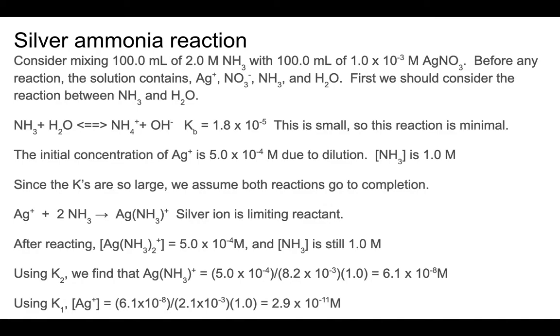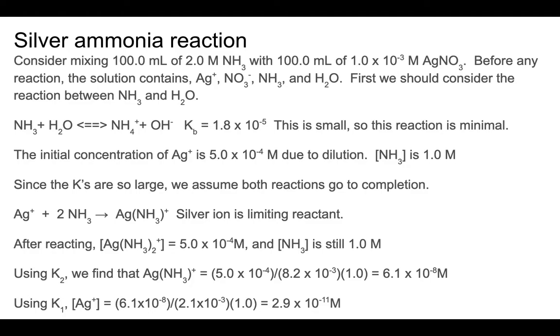So let's take a look at this silver ammonia reaction. Let's say we mix 100 milliliters of 2 molar ammonia with 100 milliliters of 1 times 10 minus third molar silver nitrate. To start with, we're going to have some silver ions, some nitrates, some ammonia molecules, and some water all mixed together. Now let's first consider what might happen between the ammonia and the water.